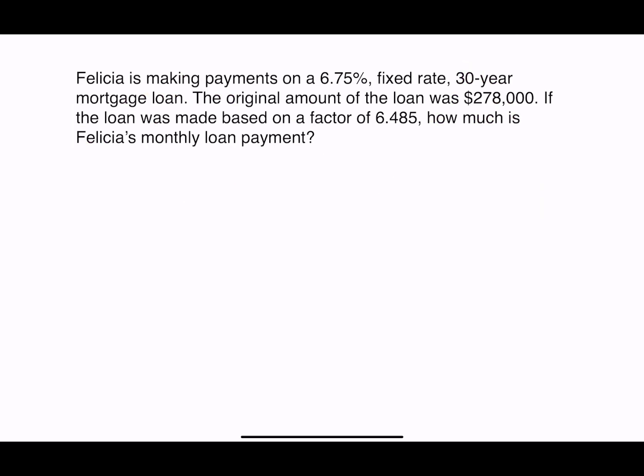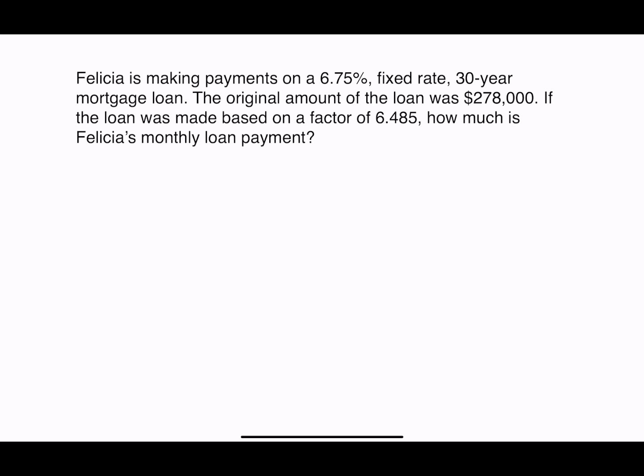Felicia is making payments on a 6.75% fixed rate 30-year mortgage loan. The original amount of the loan was $278,000. If the loan was made based on a factor of 6.485, how much is Felicia's monthly loan payment?